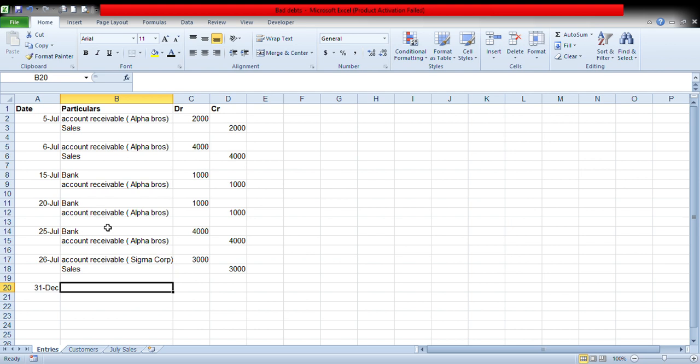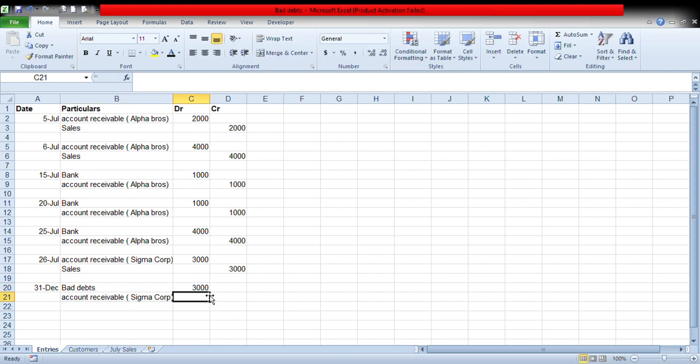So in the books, what I'm going to write is bad debts. Instead of allowance for bad debt, I will just say account receivable. That's it. Account receivable. Sorry, Sigma Bros. I will do that. Sigma Corporation. I will just already decrease the Sigma Corporation account with 3000.